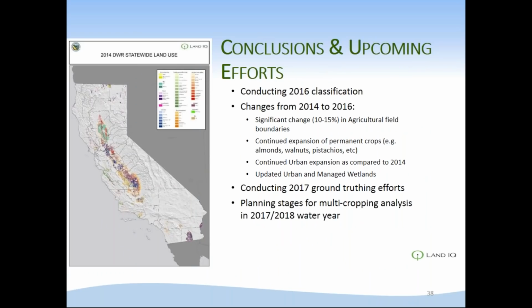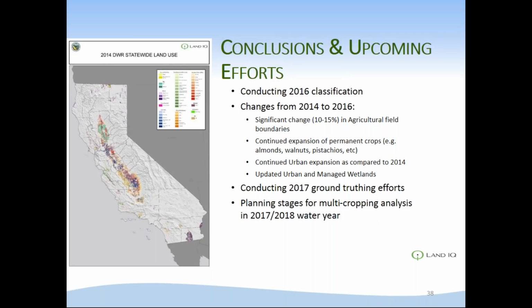So, conclusions and upcoming efforts. As Curtis mentioned, we are now conducting the 2016 analysis classification. We've completed the ground truthing in 2016. And it's interesting to note, even in the preliminary classification, the significant changes in some of the differences between 2014 and 2016. For example, we are always adjusting and readjusting field boundaries to make sure we're only including the irrigated portion. And we found that between these two data sets, about 10 to 15% of the agricultural field boundaries actually change. A grower will split a field or such.